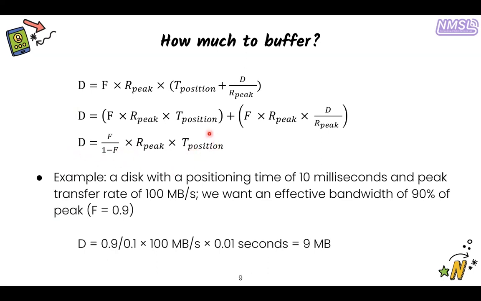So using an example, let's say we have a disk that has a positioning time of 10 milliseconds, a peak transfer rate of 100 megabytes per second, and let's say F is 0.9. You put these numbers in this equation, you're going to get about 9 megabytes. So that'll be your segment size.